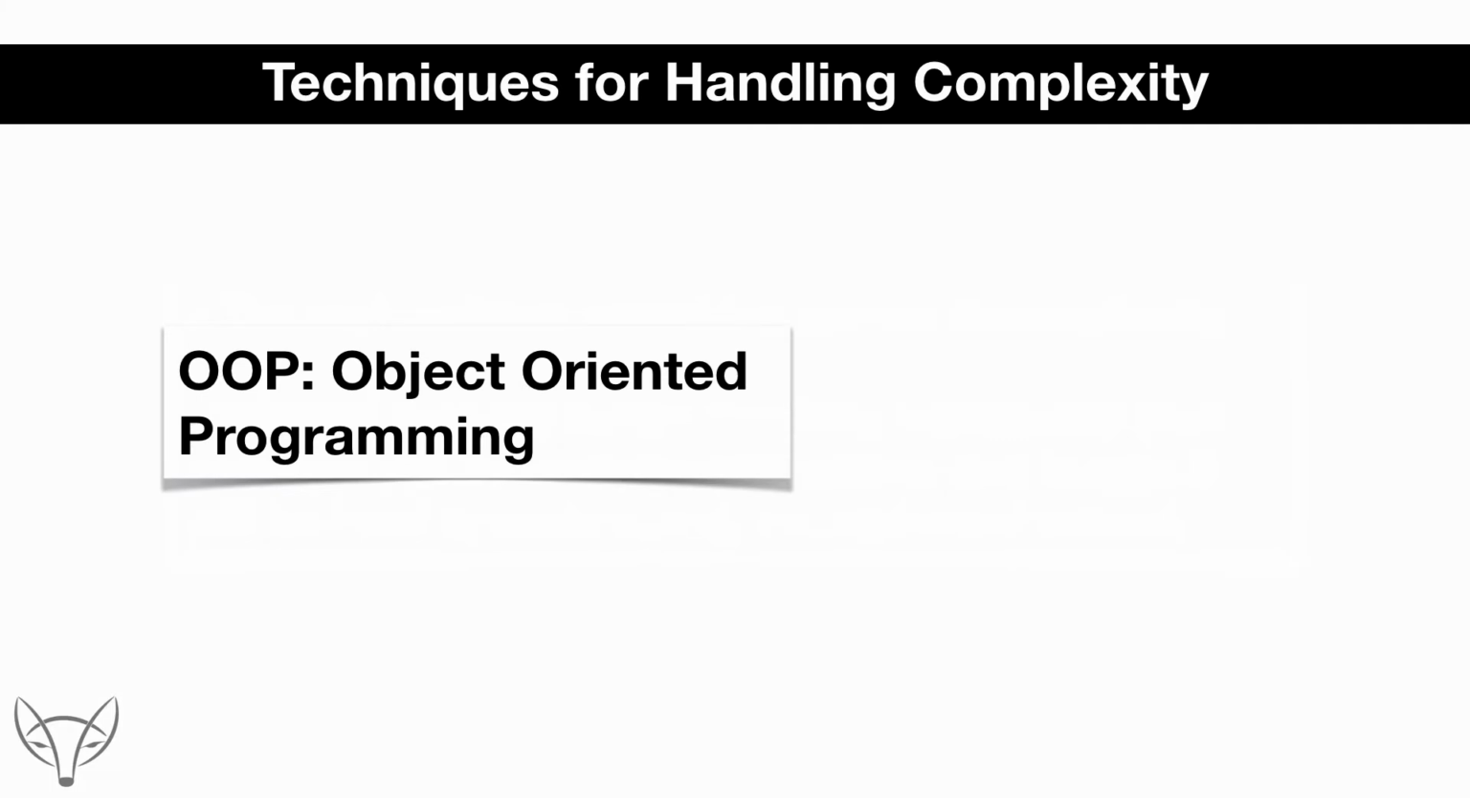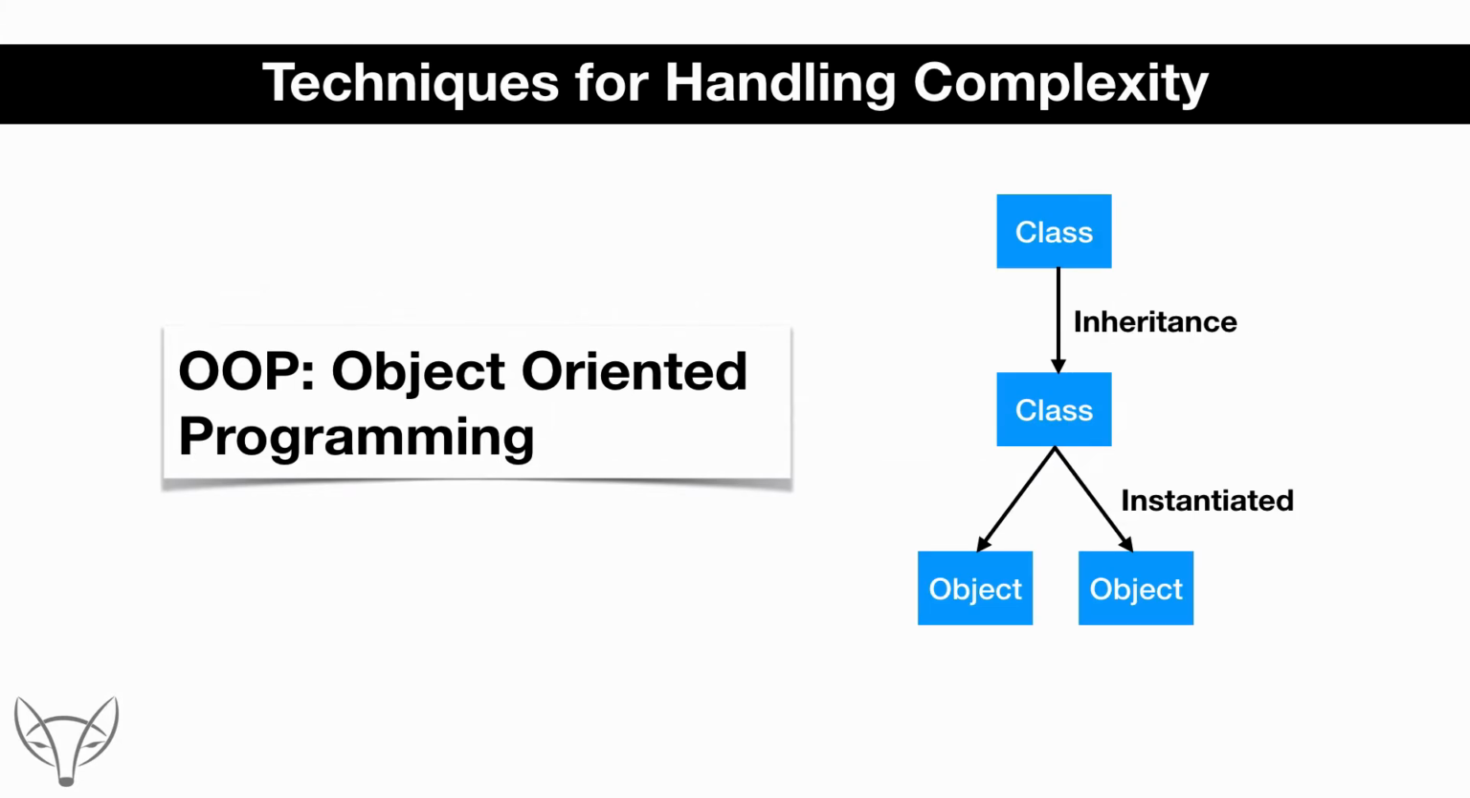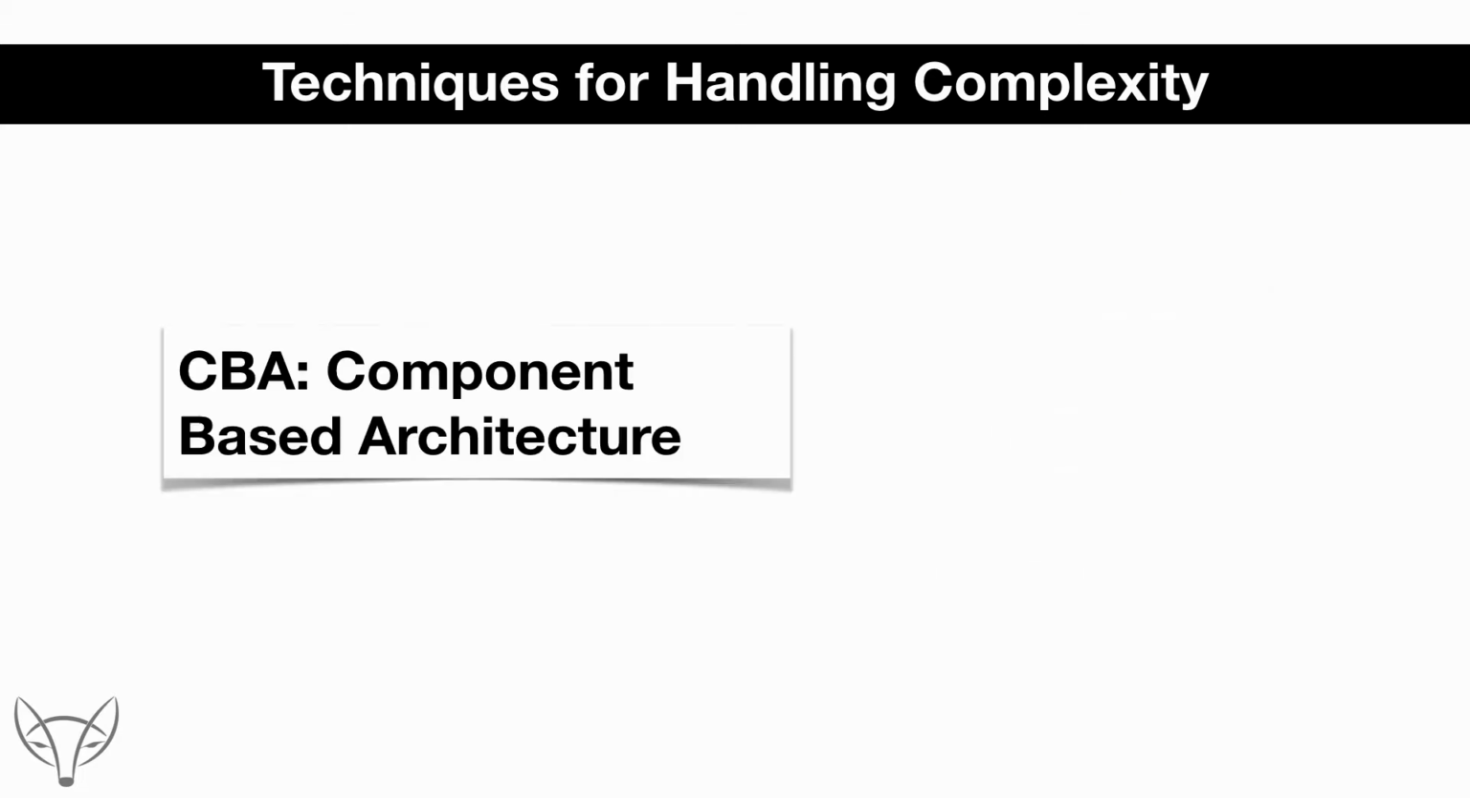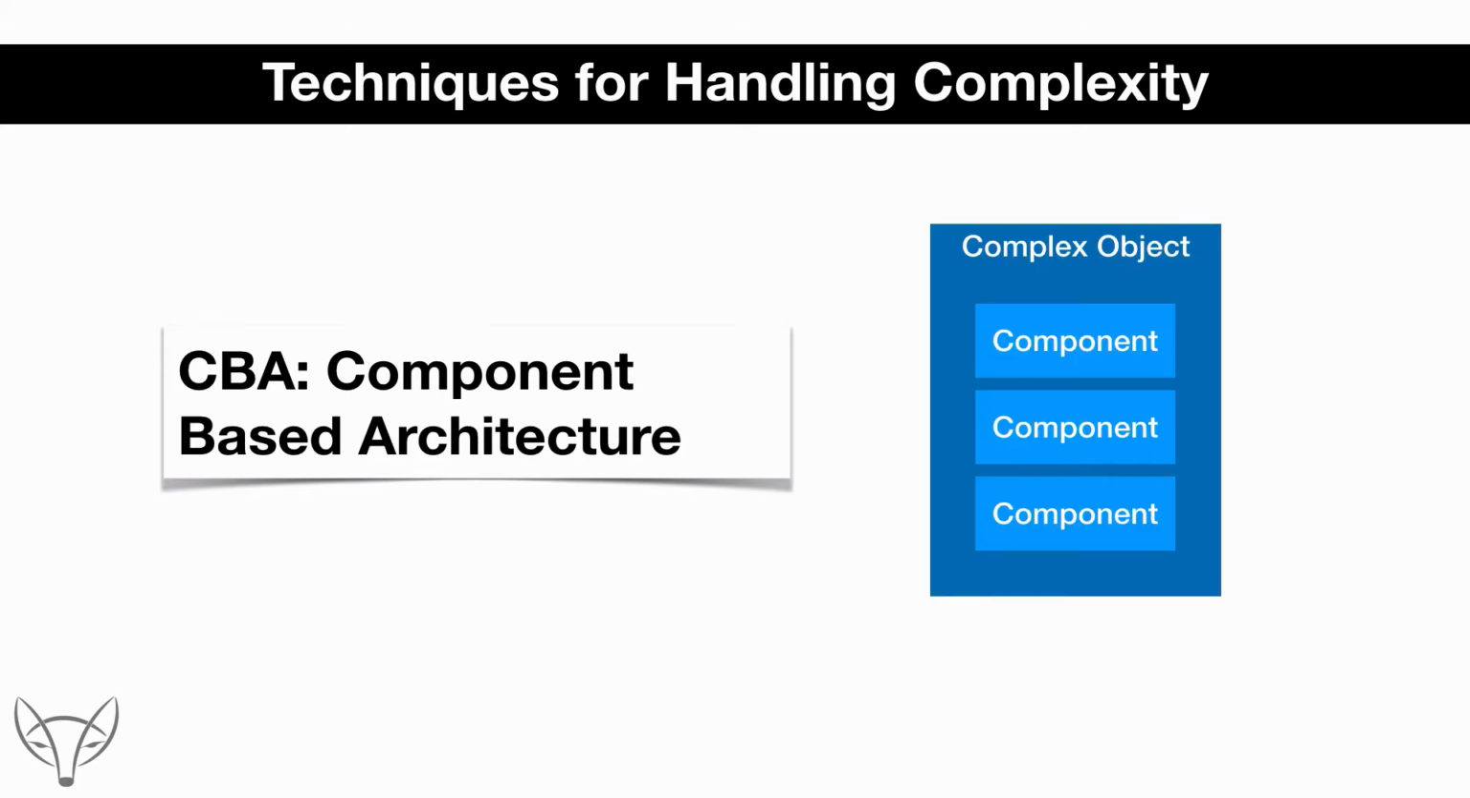One such technique is OOP, Object-Oriented Programming. It is based on the concept of objects. Objects are instantiated from classes. Classes use inheritance for code reuse and extensibility. Another technique is CBA, Component-Based Architecture. Here you're assembling complex objects by adding reusable, independent components.